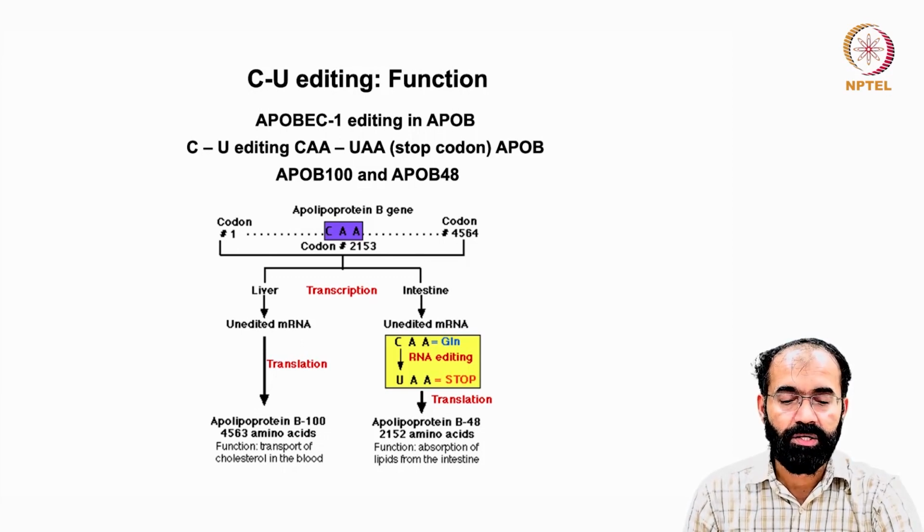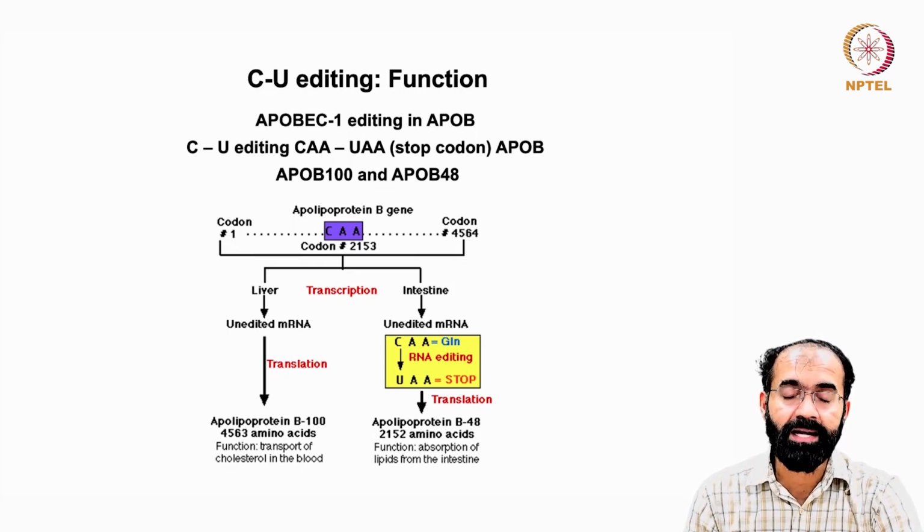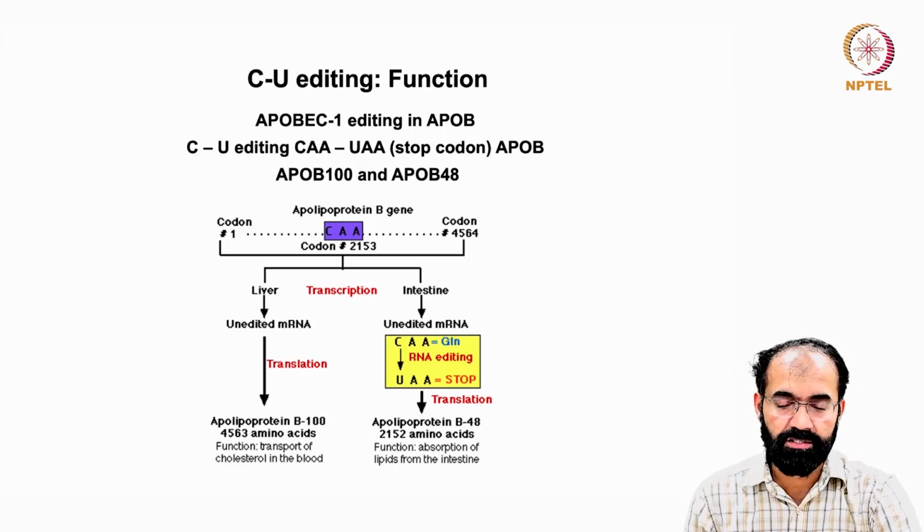Whereas in intestine you have an unedited RNA usually produced which undergoes editing with the help of ApoBec, and this will introduce a stop codon, and this stop codon will stop the translation. So the mRNA will terminate its translation prematurely, and this apolipoprotein B is apolipoprotein B48, which has got around 2152 amino acids, and its function is totally different. It functions in the absorption of lipids from the intestine, which is quite handy because intestine is a place where the nutrition, the food you take in, should be absorbed effectively.